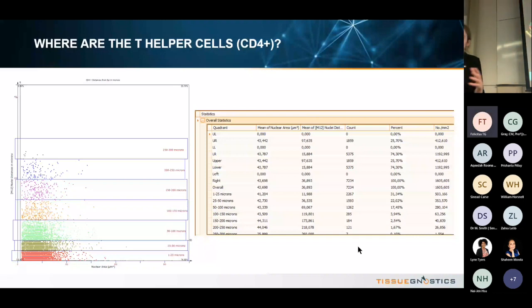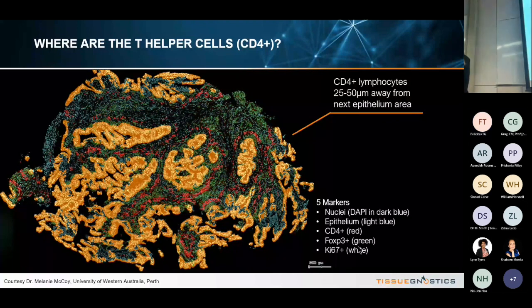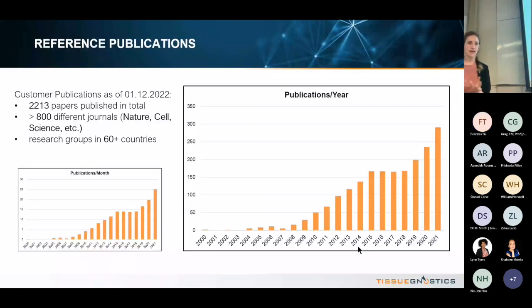And I can also visualize this in the tissue in the software. In red, you now see all CD4 positive cells which are 1 to 25 microns away from the next epithelial area. Here, 25 to 50, and here 50 to 100. So actually, that's it with the examples. I hope I was able to show you a bit of what you can potentially do with it.